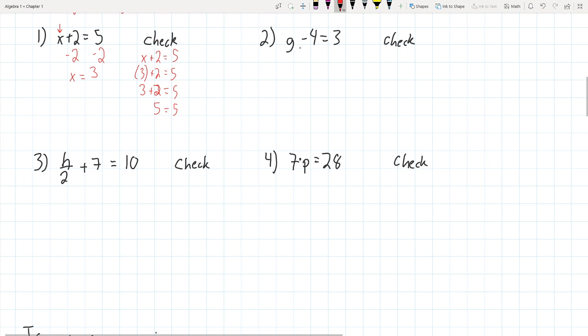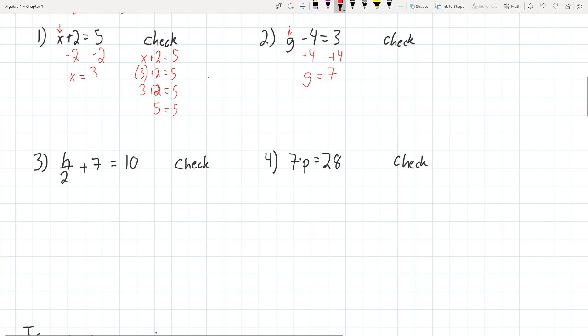We're going to go on to number 2. Again, we're trying to get this variable, this letter or symbol, by itself. So I want to get rid of this minus 4. The opposite of subtracting 4 is adding 4, and what I do to one side, I have to do to the other. So g equals 7.